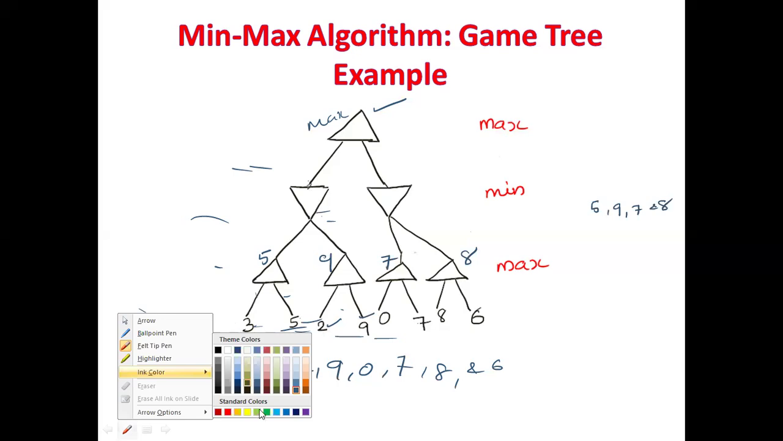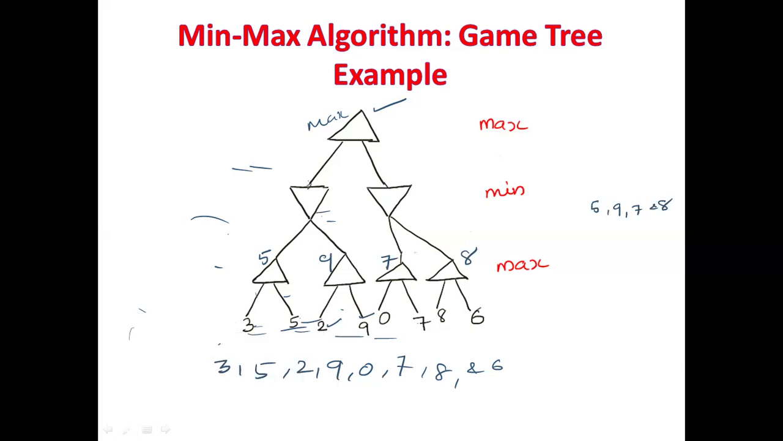In the min player turn, what will happen? Now it is the min turn. Here max has selected. It is min's turn to make a decision, and min must select the minimum value from its available options. Min minimizes the max advantage by choosing the least favorable score for max.